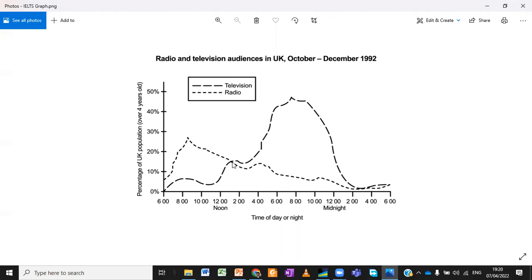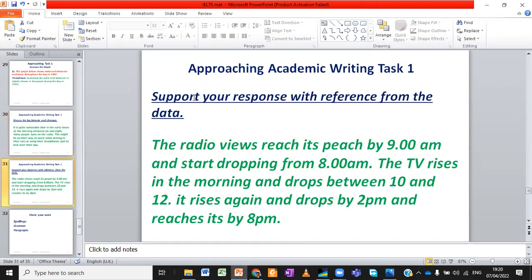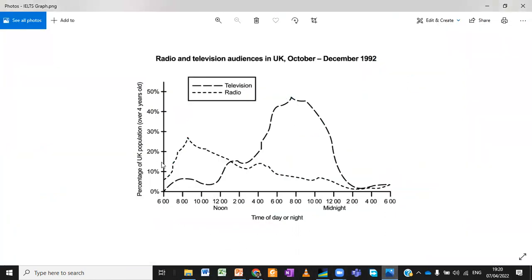Okay, so while the radio drops, the TV goes up a bit, but does not drop as low as the radio, then it skyrockets. Okay, so these are the things you are going to discuss in your analysis. Now, support your response with reference from the data. That's by mentioning all these, by 2 o'clock, 10%. You know what I mean now?